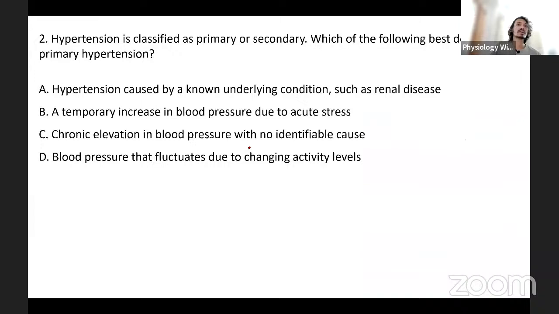Okay. So here is the question: hypertension is classified as primary or secondary? Which of the following best describes primary hypertension? A chronic elevation with no identifiable cause. The option describing an underlying condition is actually secondary. The rest of the things do not make any sense.